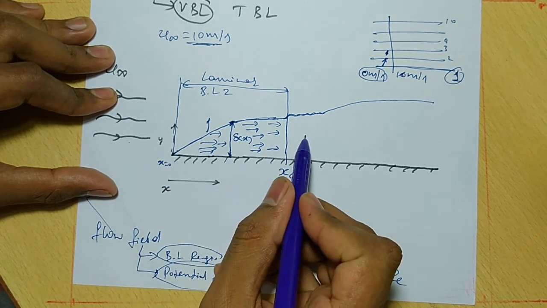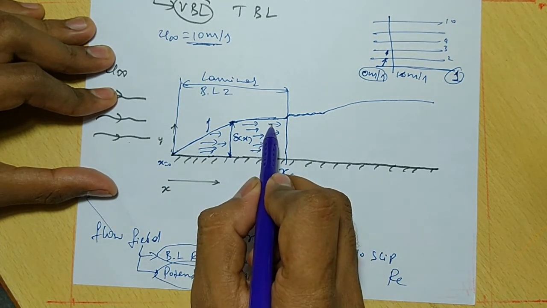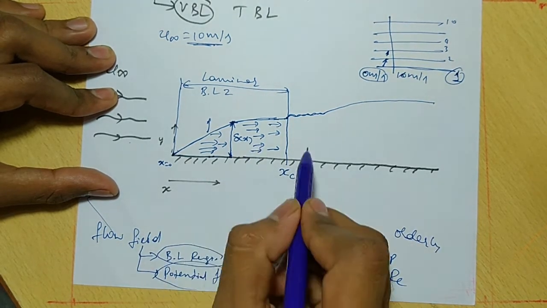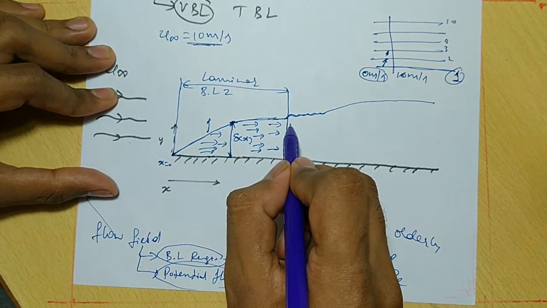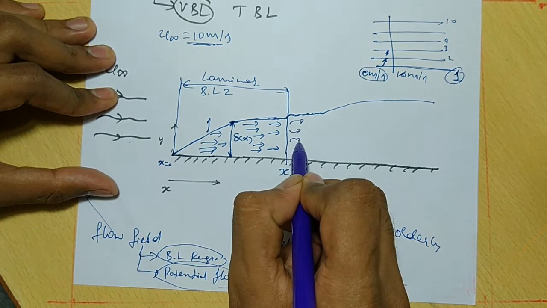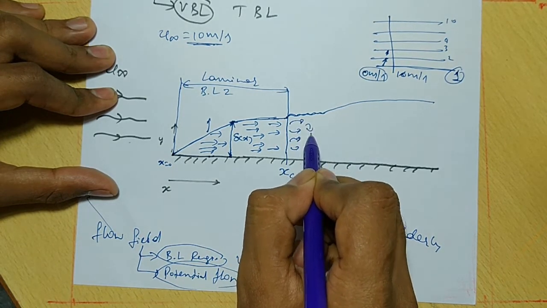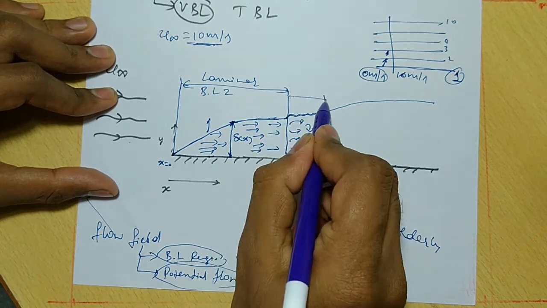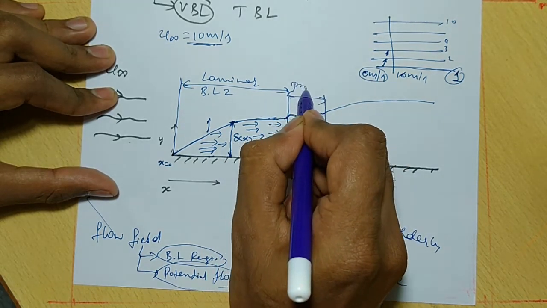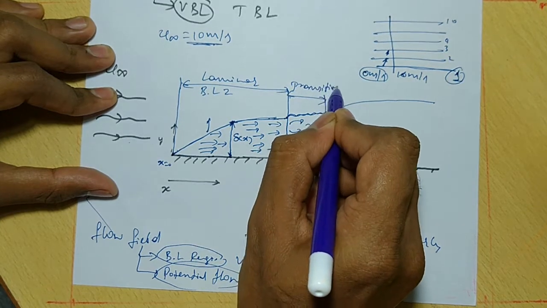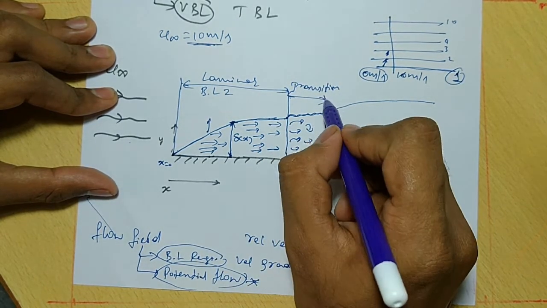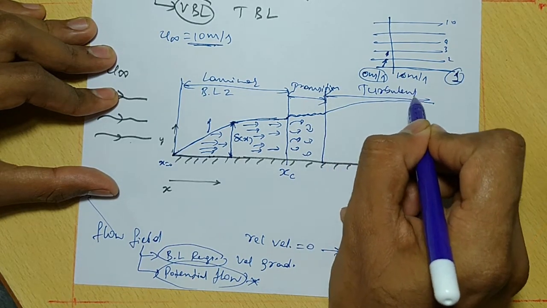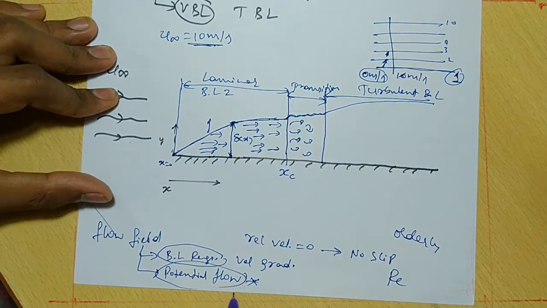After a particular distance, which I will call xc, this orderliness is going to change, it transitions. Somewhat disordered flow takes place. This is going to be called the transition zone. After this, the remaining part is the turbulent boundary layer.